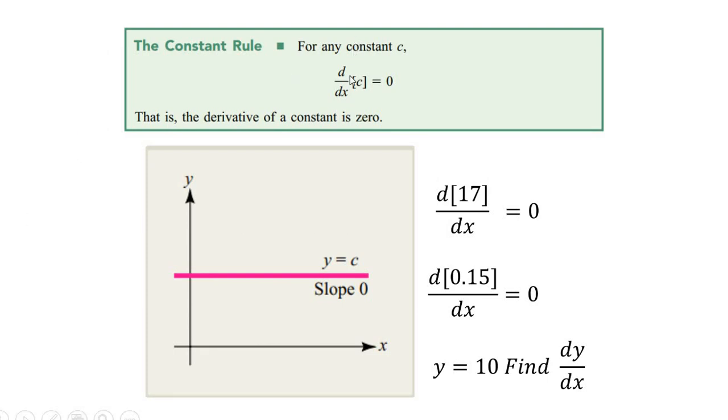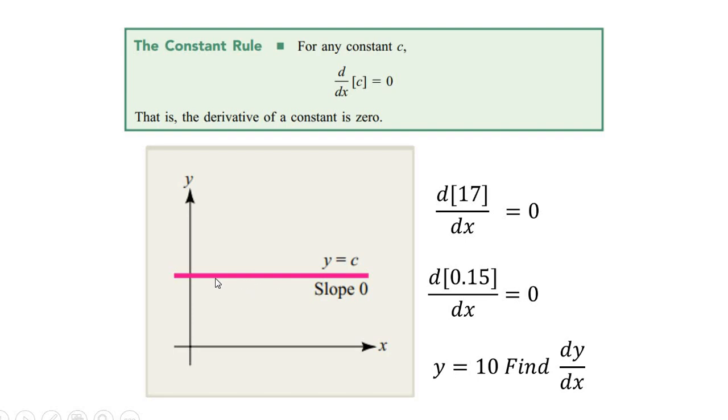So the constant rule: differentiating any constant will give you a 0. For example, the derivative of 17 is 0. The derivative of 0.150 is 0. Then what will be the derivative of 10? You need to answer that mentally.